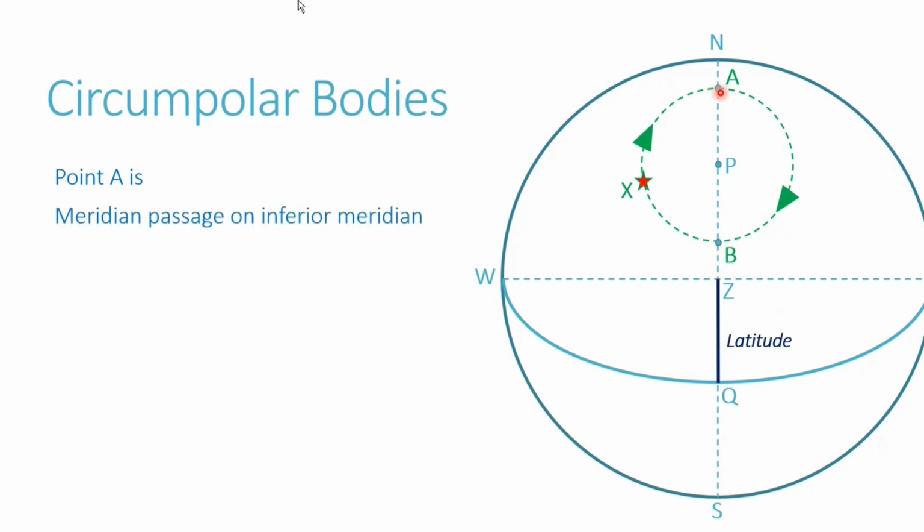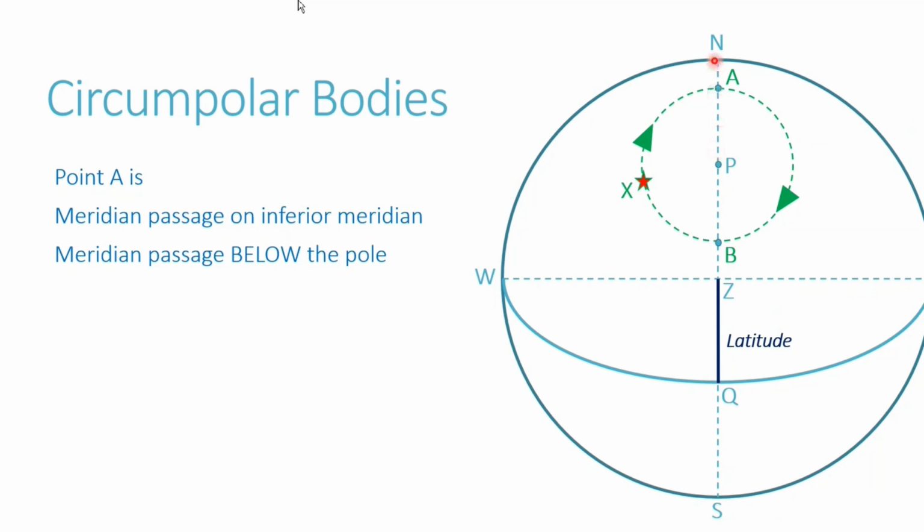Now point A is known as the meridian passage on the inferior meridian. You can call it the meridian passage of the body on the inferior meridian, or you can also call it meridian passage below the pole. Now, why do we call it meridian passage below the pole? That also can be seen easily from this diagram.